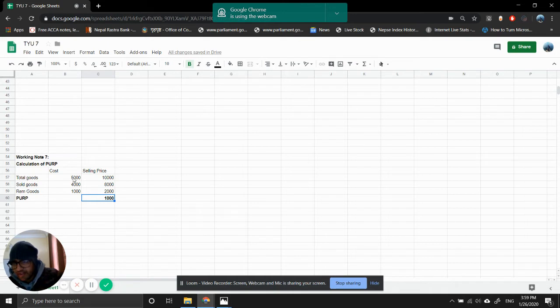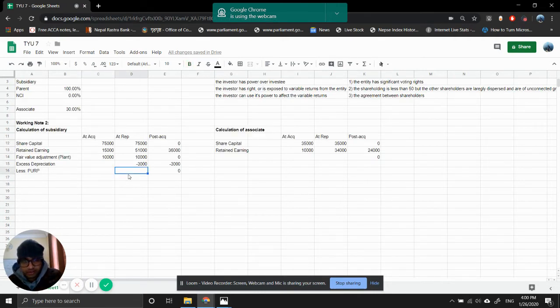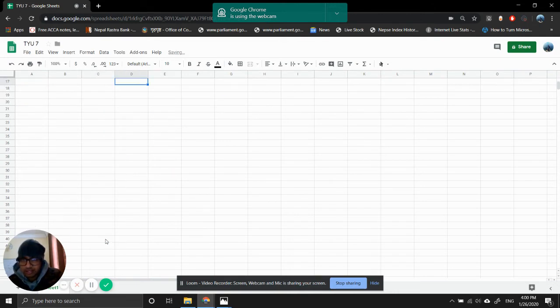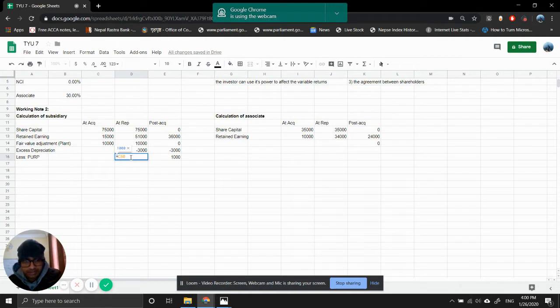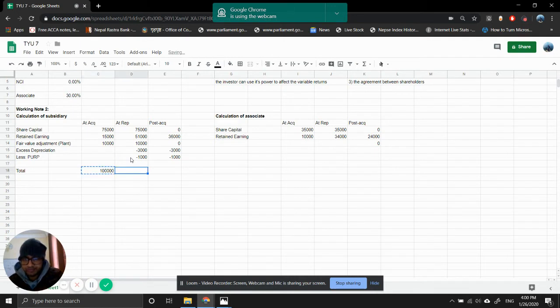So the cost was 5,000, and then after that 80% of it is 4,000, which is sold, and the remaining goods is 1,000, right? So if the parent sells it, then only it will be realized. Since it has not sold it yet, that 1,000 profit has not been realized. Okay, so having said that, I'll just link this cell together, minus, so just leave a capital, something easier. Okay, that's it for working note 2, I guess.